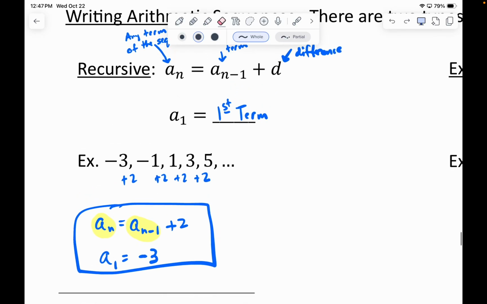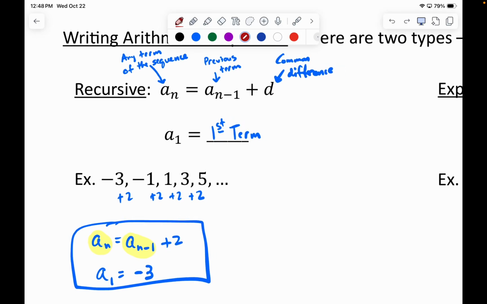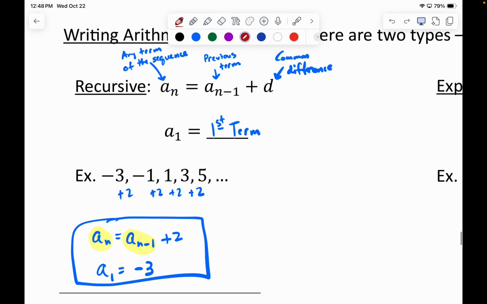I'm going to tell you right now why I don't like recursive rules. I don't think they're very useful, and to be perfectly honest, I only teach them to you because I kind of have to. They like to show up on the EOC at the end of the year as well. I just don't think they're very useful. Here's why. Does anyone know what this would mean if I would ask you to find A of 20? Anyone think they know what that would mean?